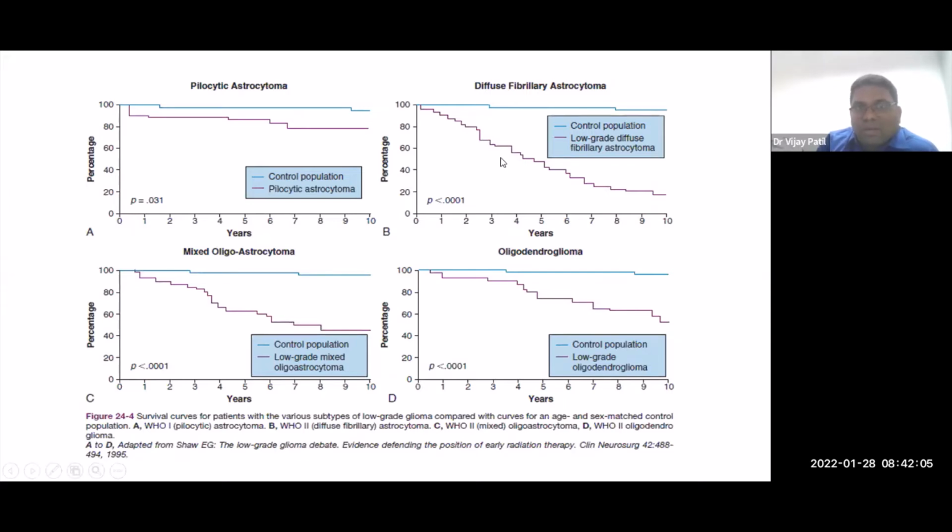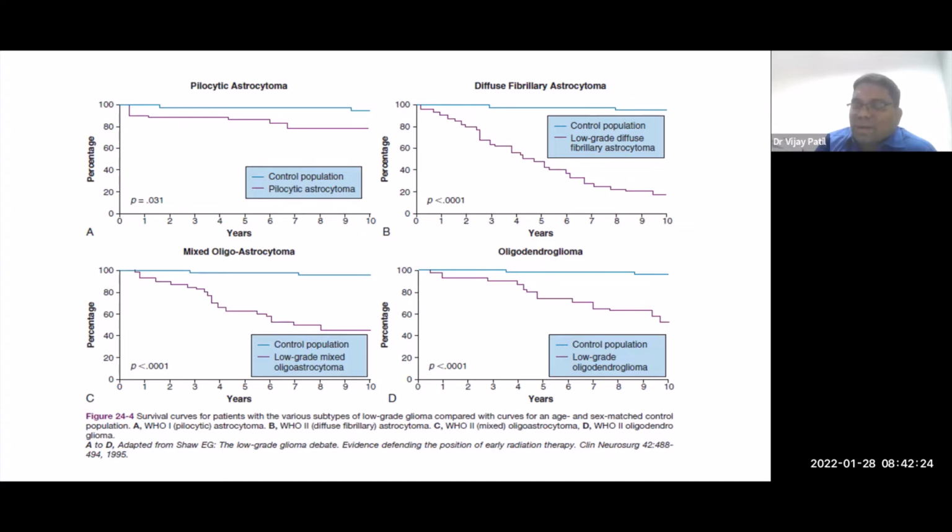In fact, you would be surprised that even pilocytic astrocytoma, with respect to the control population, doesn't have the same kind of survival. So understand, though it's said to be a low-grade glioma, don't be very heroic with it, saying, no, nothing happens, we can keep it under observation. No, the patient needs to be, you need to look at the risk factors.